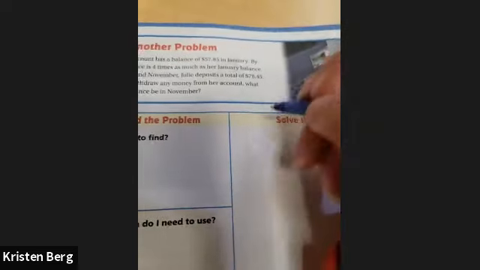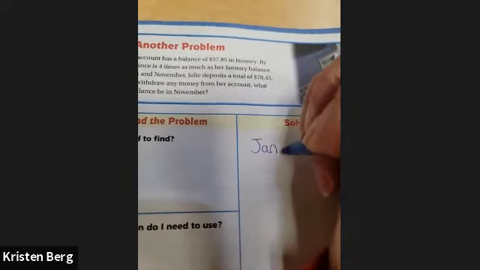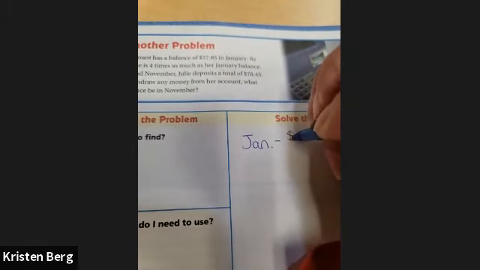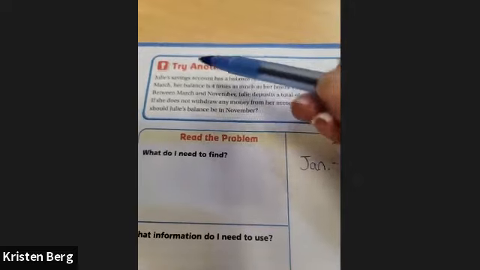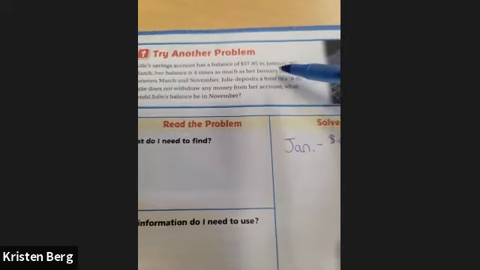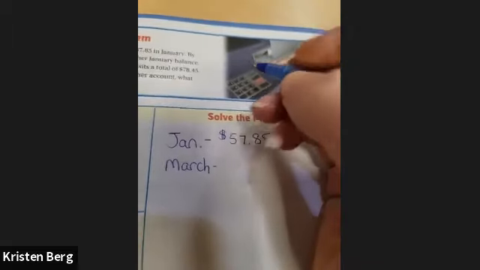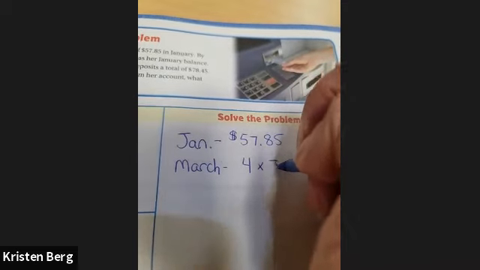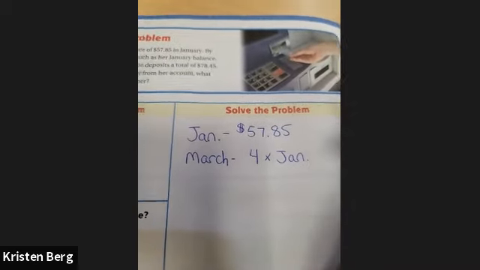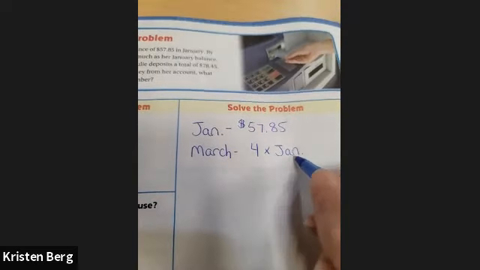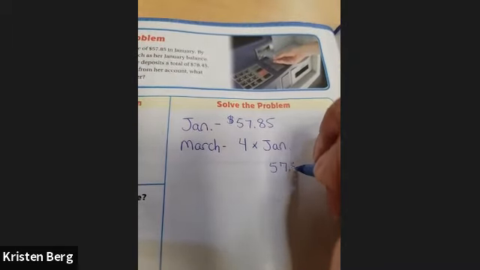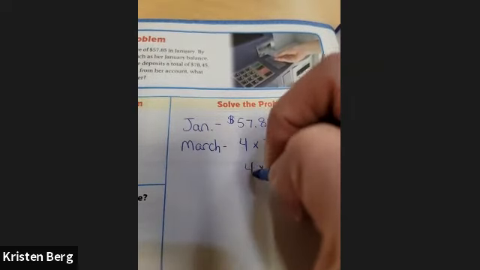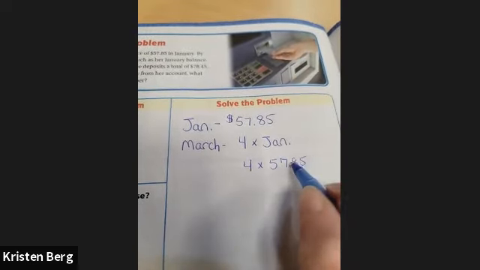So it says she started off in January with $57.85. Then it says by March, her balance was 4 times as much as her January balance. Okay, so I'm going to say now March, it was 4 times January's balance. So now we can do that real quick. Well, what was January's balance? January's balance was $57.85. So I'm going to put that there. Then I'm going to times that by 4. So that's how we are going to have to solve for this.